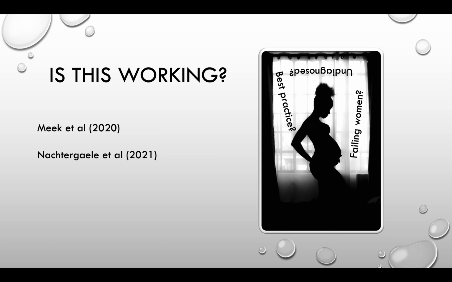Is this working? Well, Meek et al. 2020 looked at the performance of screening and diagnosis of GDM during the pandemic and found that it does identify women with hyperglycemia at the highest risk of adverse pregnancy outcomes, but Nashtagale et al. 2021 found that the RCOG pandemic recommendations actually have poor sensitivity compared to the oral glucose tolerance test, identifying that women with GDM are going undiagnosed.